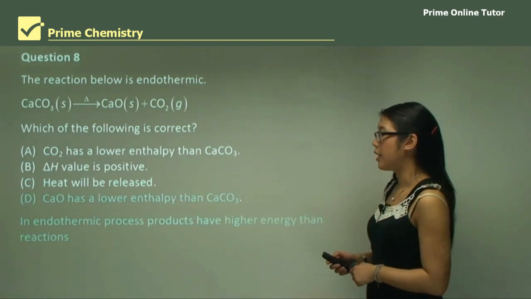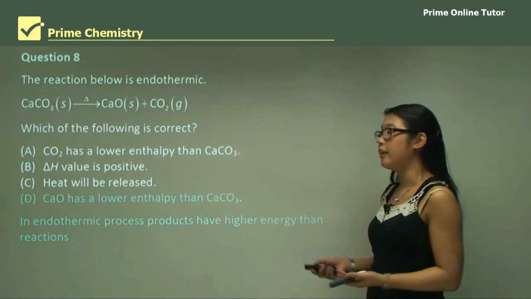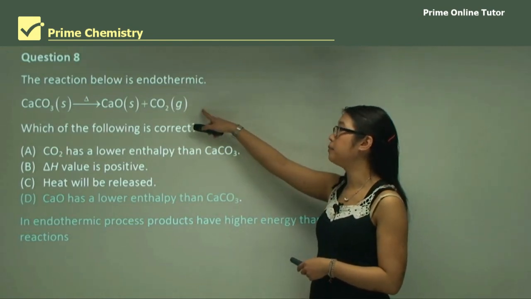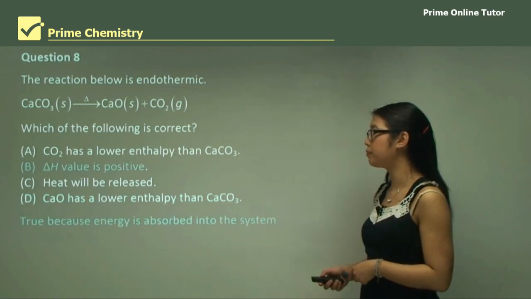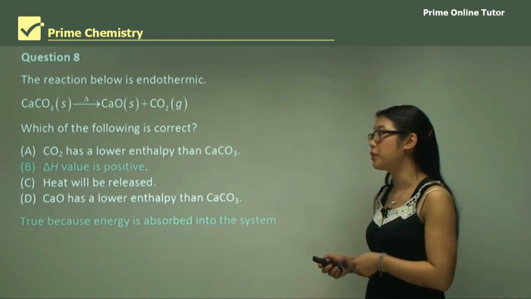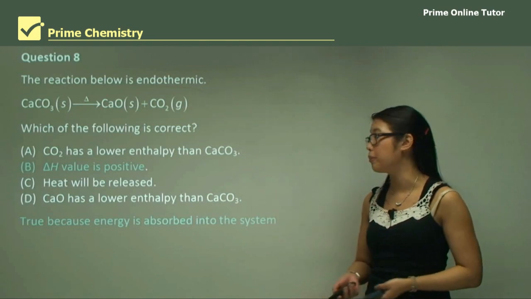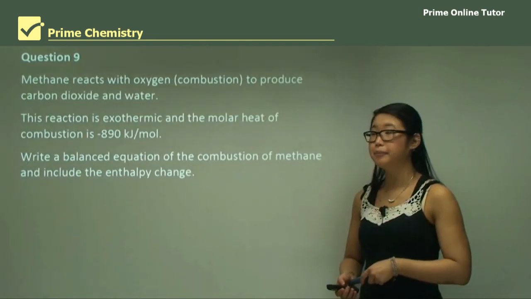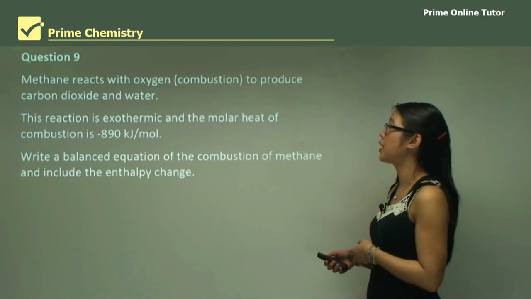Calcium oxide has a lower enthalpy than calcium carbonate. Again, in endothermic processes, products have a higher energy than reactants. So this one, the CaO, should have a higher enthalpy, so it's not this one. The delta H value is positive for B. This is true because remember in endothermic reactions the delta H is positive and negative was for exothermic. So B is correct.